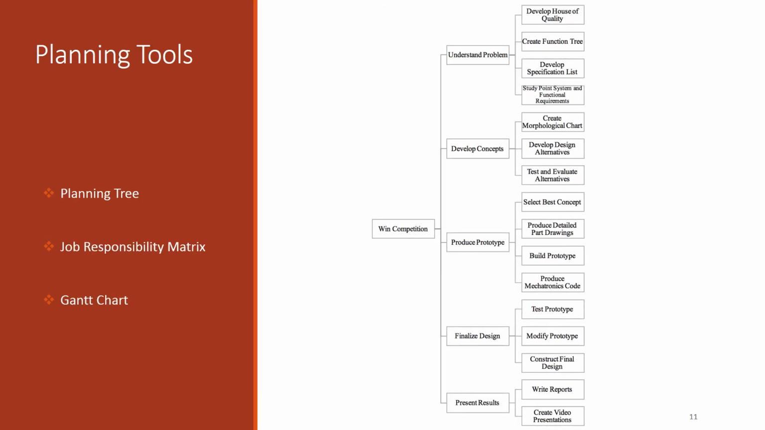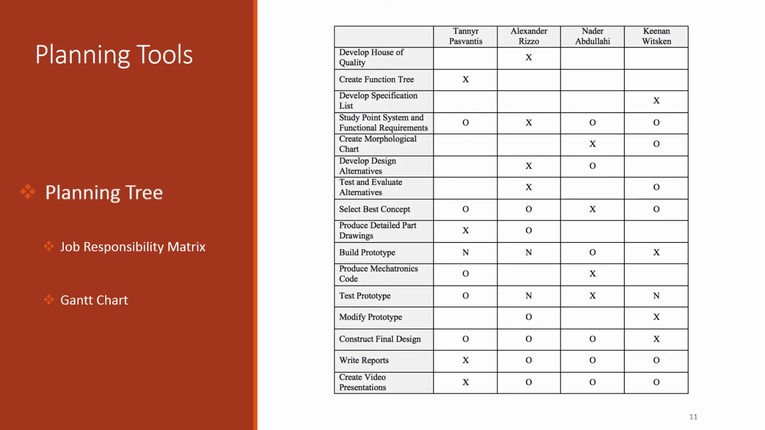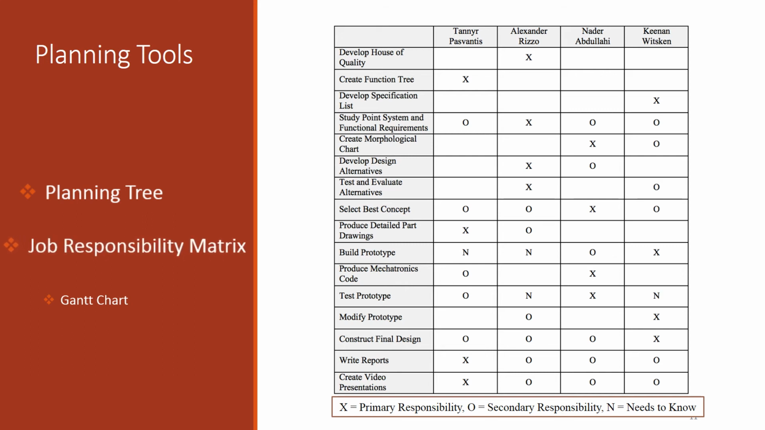The planning tree deconstructed the entire project into 5 main phases: understanding the problem, developing concepts, producing a prototype, finalizing the design, and presenting results. The tasks within each of these main phases are delegated to group members in the job responsibility matrix, assigning tasks equally according to group members' strengths.